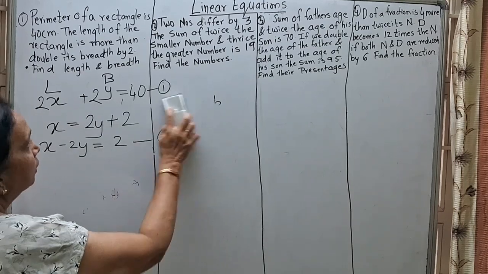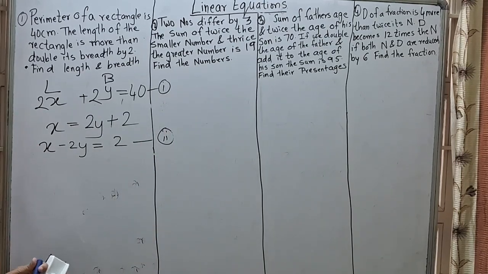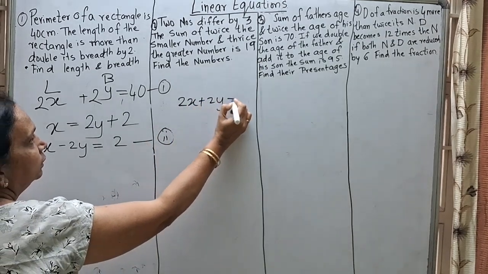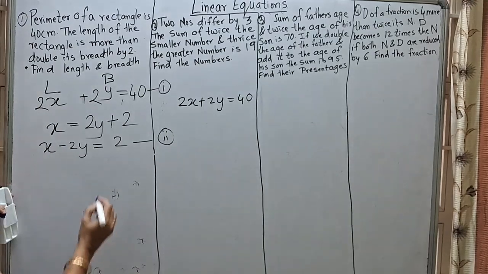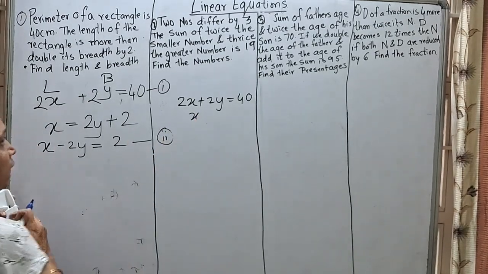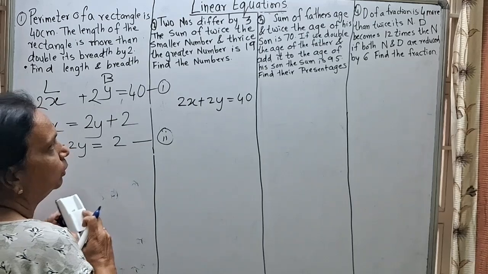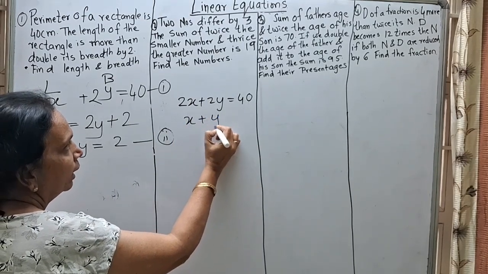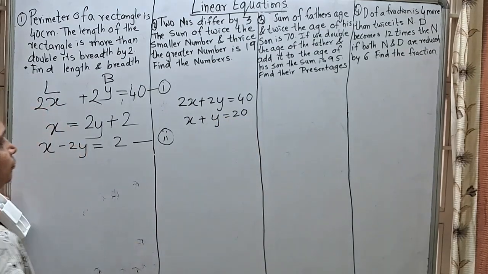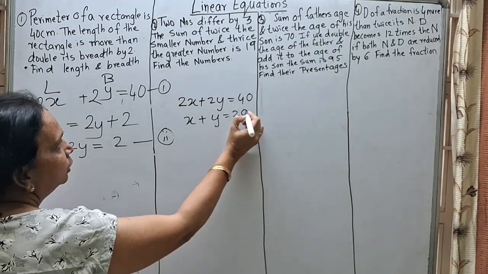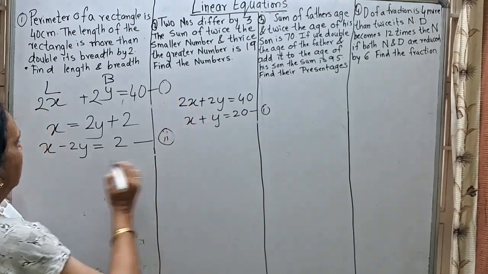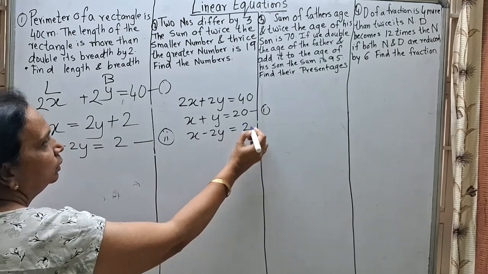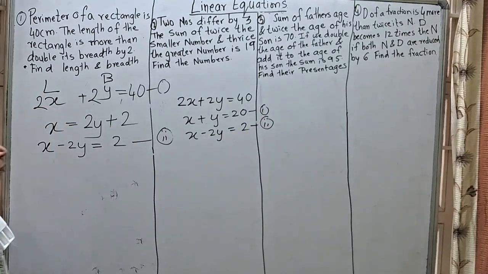I will solve it here. 2x plus 2y is equal to 40. Again we can reduce this because 2 is common. Dividing throughout by 2, I get x plus y is equal to 20, and this is actually my first equation. And then x minus 2y is equal to 2. This is my second equation.